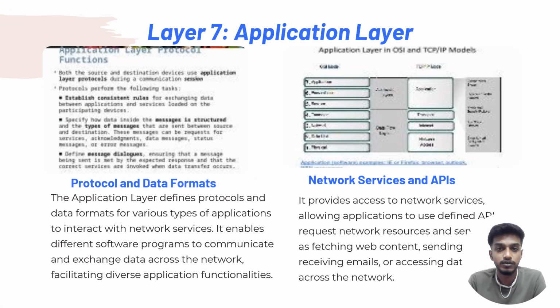Next, we will discuss the last layer of the OSI reference model, that is the application layer. The application layer performs two functions: protocol and data formats, and network services and APIs. Protocol and data formats. The application layer defines the protocols and data formats for various types of applications to interact with the network services. It enables different software programs to communicate and exchange data across the network, facilitating diverse application functionalities.